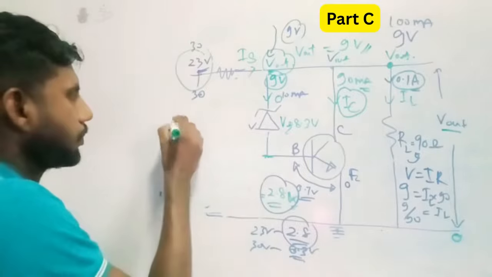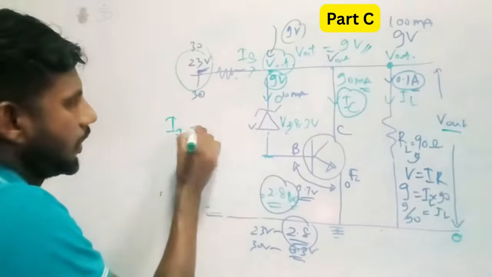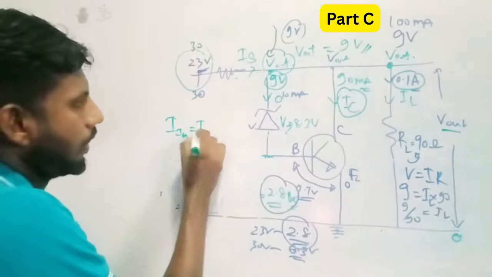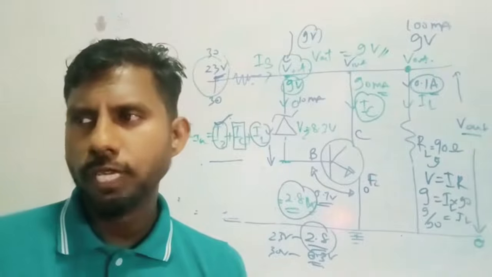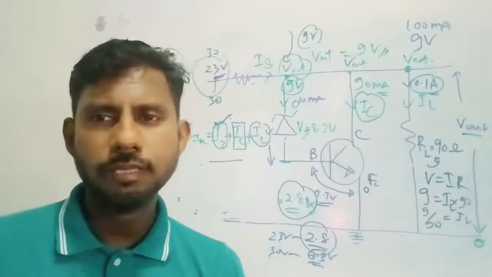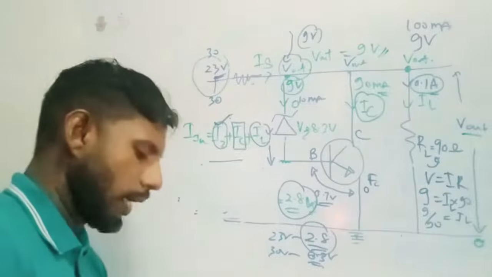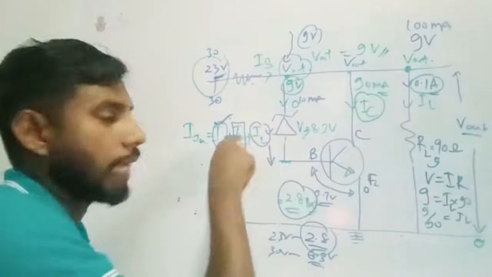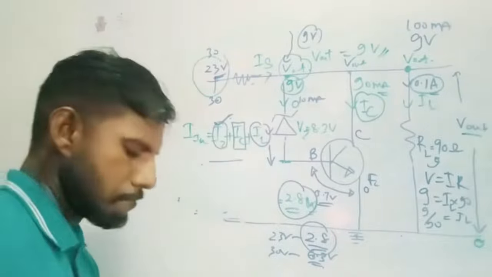So input current, say I in, is equal to IZ plus IC plus IL. So when RL is increased, IL will decrease. That argument you have to write. Right. The next part: briefly explain how the Zener diode and transistor combination regulate the output voltage when the load resistor is increased. Right. So when RL increases, we know that IL will decrease and IC will increase.